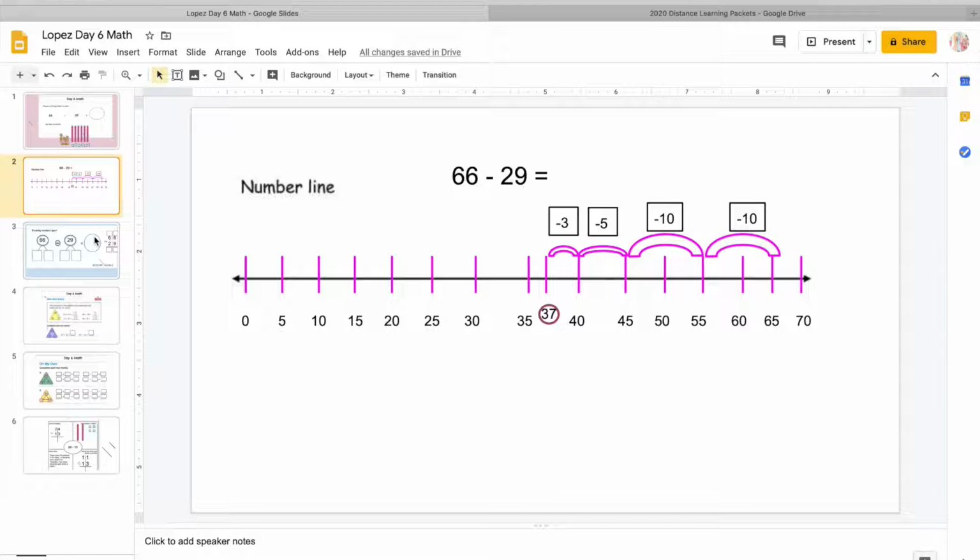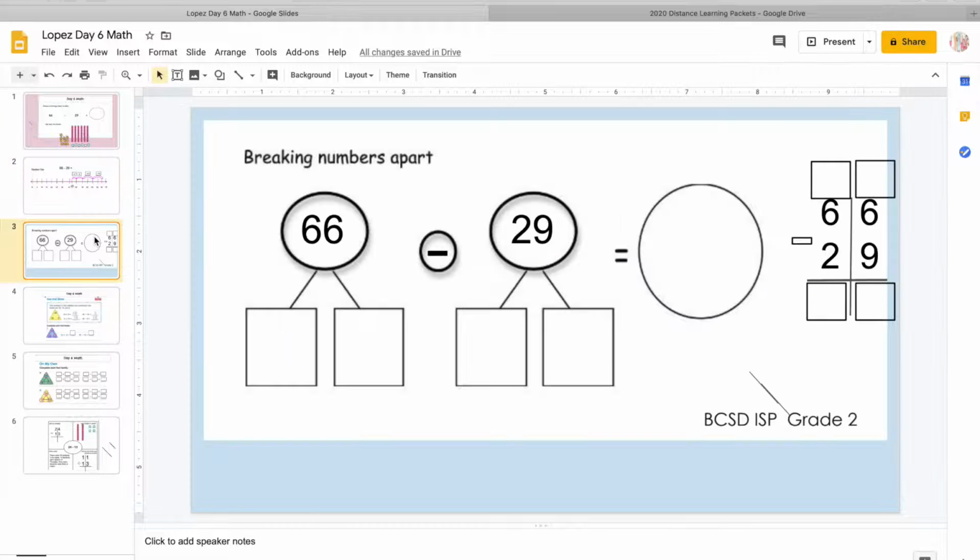The next part we have here is breaking apart a number. And I know this can be really confusing. So I'm going to show you how to break apart the number, but then I want you to solve it using the standard algorithm because I just think this is a little bit better of a method. It's more what we do in class.